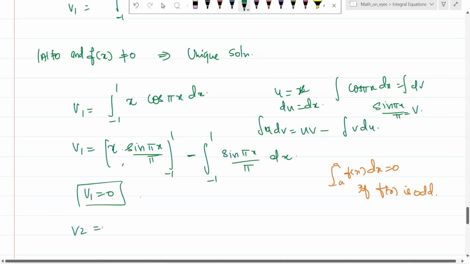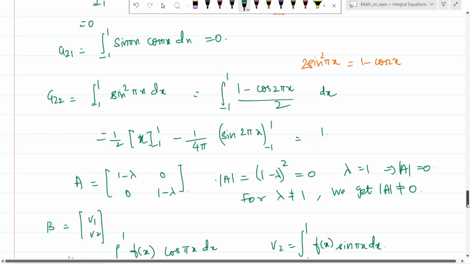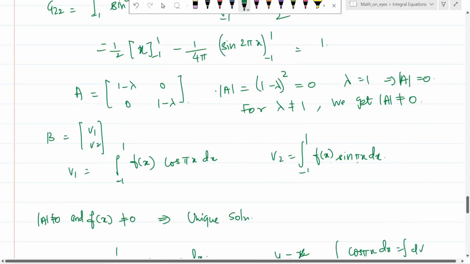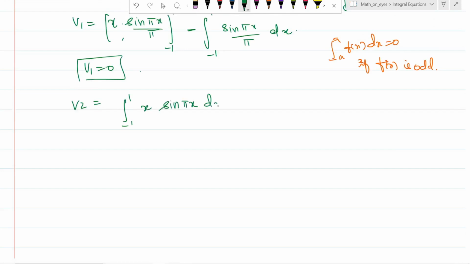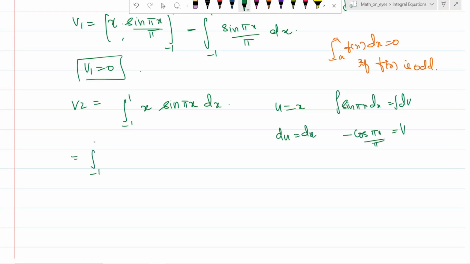And V2 is equal to integral minus 1 to 1 f of x into sine pi x dx, right? So integral minus 1 to 1 f of x is x given, sine pi x into dx. The same thing here, u is equal to x, integral sine pi x dx is equal to integral dv, v is equal to minus cos pi x divided by pi, and du is equal to dx here. Okay, we need to apply the uv rule. We will have u is x and v is minus cos pi x by pi.